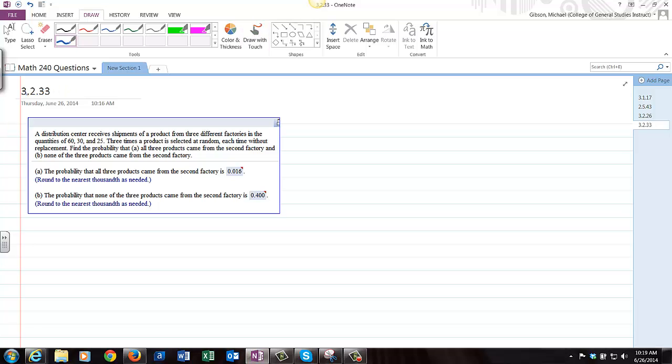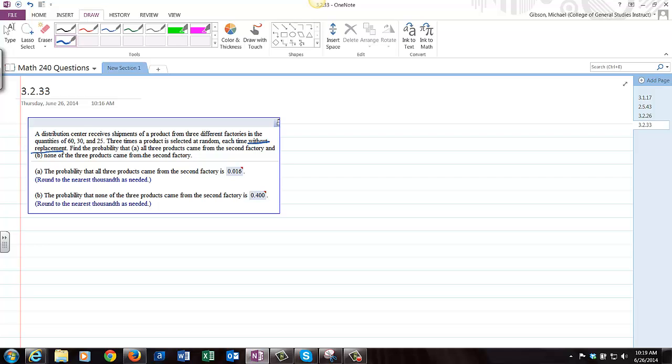Alright, Chapter 3, Section 2, Question 33. A distribution center receives shipments of a product from 3 different factories with quantities of 60, 30, and 25. 3 times the product is selected at random, each time without replacement. This is the key thing here, key phrase. Without replacement.